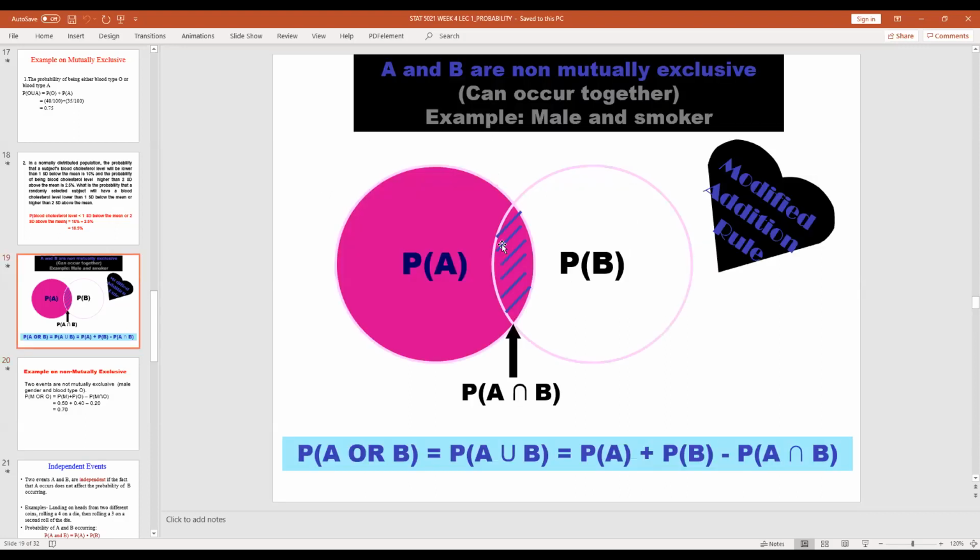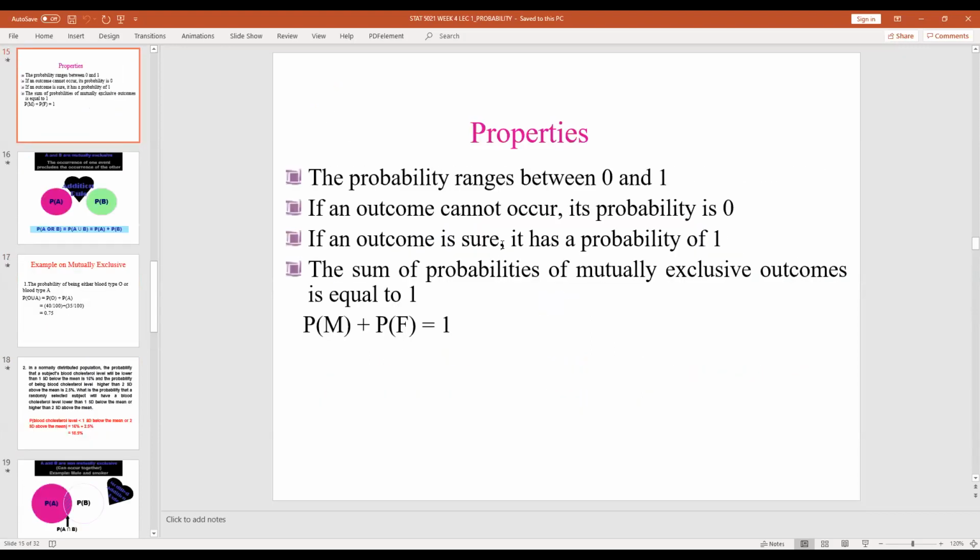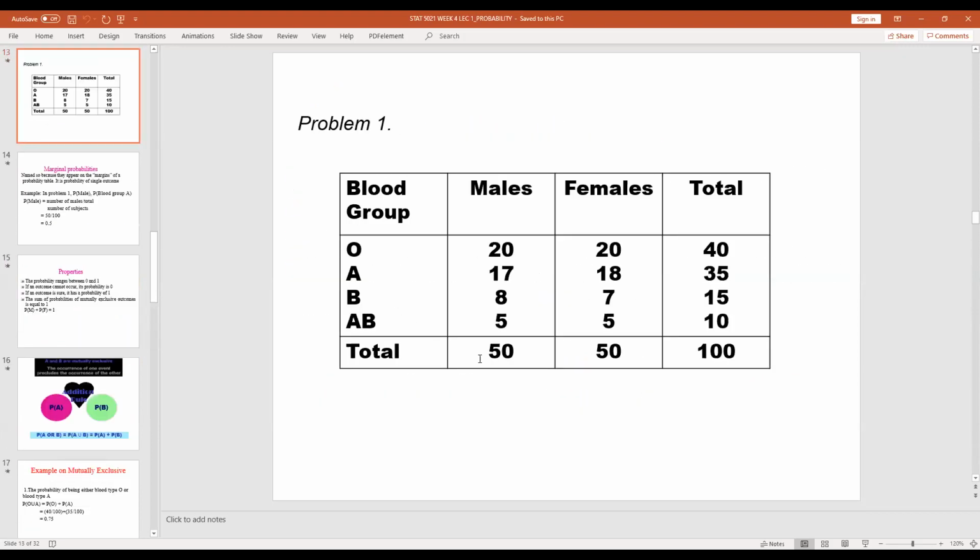Of course, I'm going to go back to the table, and the probability of male is going to be 50 divided by 100. Okay, and what's going to be the probability of blood group O? That's going to be 40 divided by 100. Then what is the probability of a male belonging to blood group O? Now if you take a look at that, this is a male belonging to blood group O. Of course, I'm talking about this guy here.